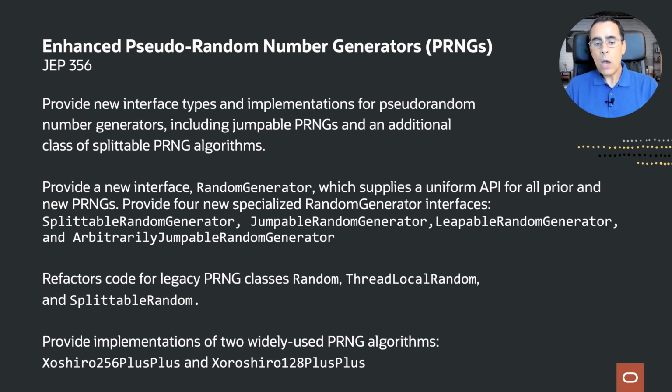Instead, we now include a RandomGeneratorFactory that can be used to get a stream of all available algorithms, which can then be filtered by their properties. One could filter for implementations that are splittable, jumpable, and have more than a certain number of state bits. The code could then select any of the current algorithms with those characteristics.